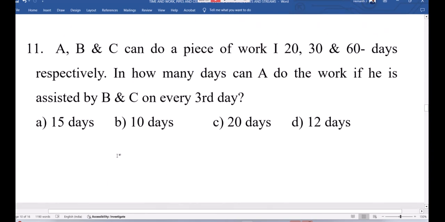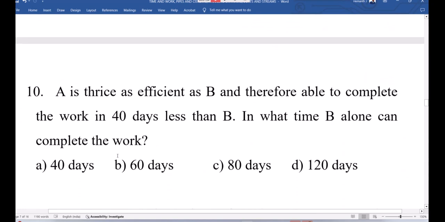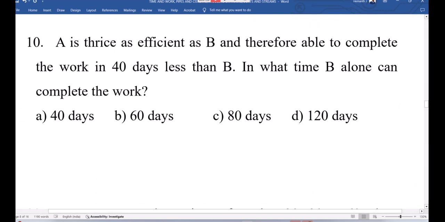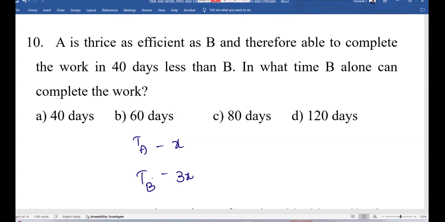And similarly, ninth question, 10th question. The 10th one is a straightforward question actually. A is thrice as efficient as B. Efficiency thrice means time taken: B will take 3 times as A. If A takes X days, B will take 3X. The difference here is 2X, and they've given that it is equal to 40 days. You have to calculate the 3X value, which is 60, the time taken by B alone. That can be done.